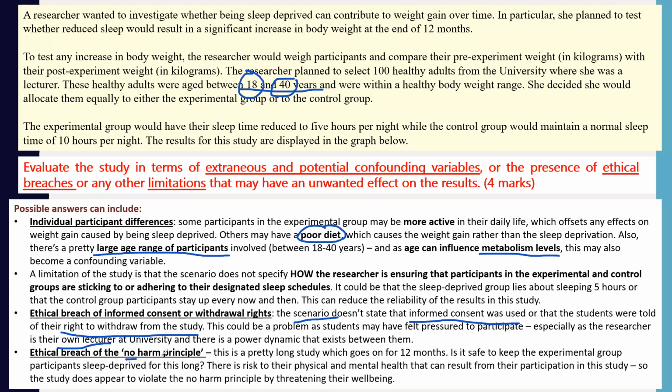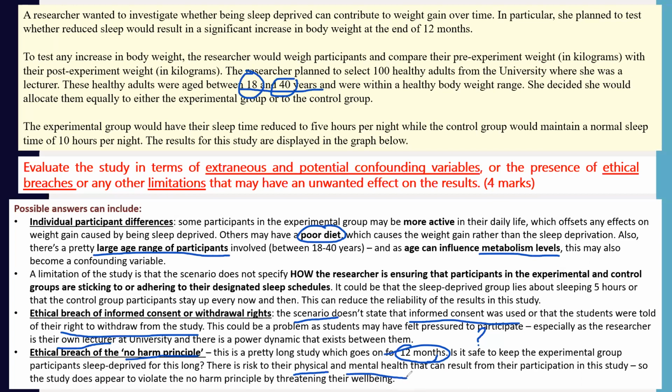Also, the ethical breach of the no harm principle, which some of you mentioned. Again, this is a pretty long study. You notice it goes for 12 months. So sleep depriving someone for 12 months, is it really safe? It's not really safe at the end of the day. There is a risk to people's physical and mental health.